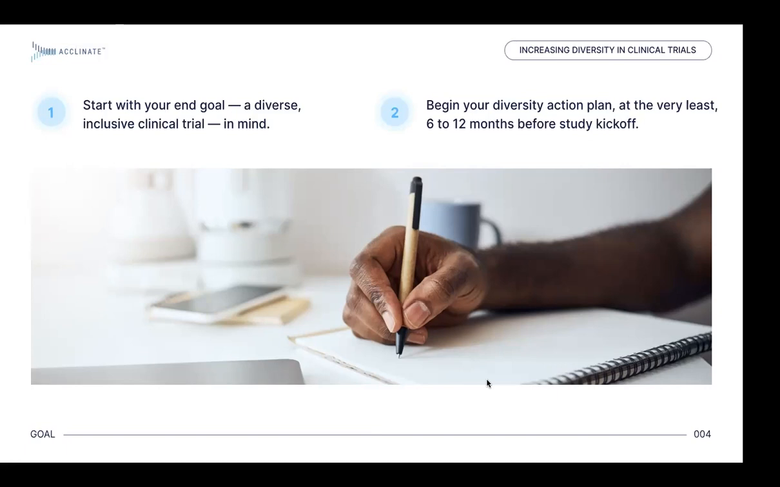So there's a whole organizational gap analysis that you can do to figure out what your gaps are, and then apply recommendations so that you are best positioning yourself to achieve clinical trial diversity when the study kicks off, and then be open to pivoting as you move through the trial if you realize certain approaches aren't working.